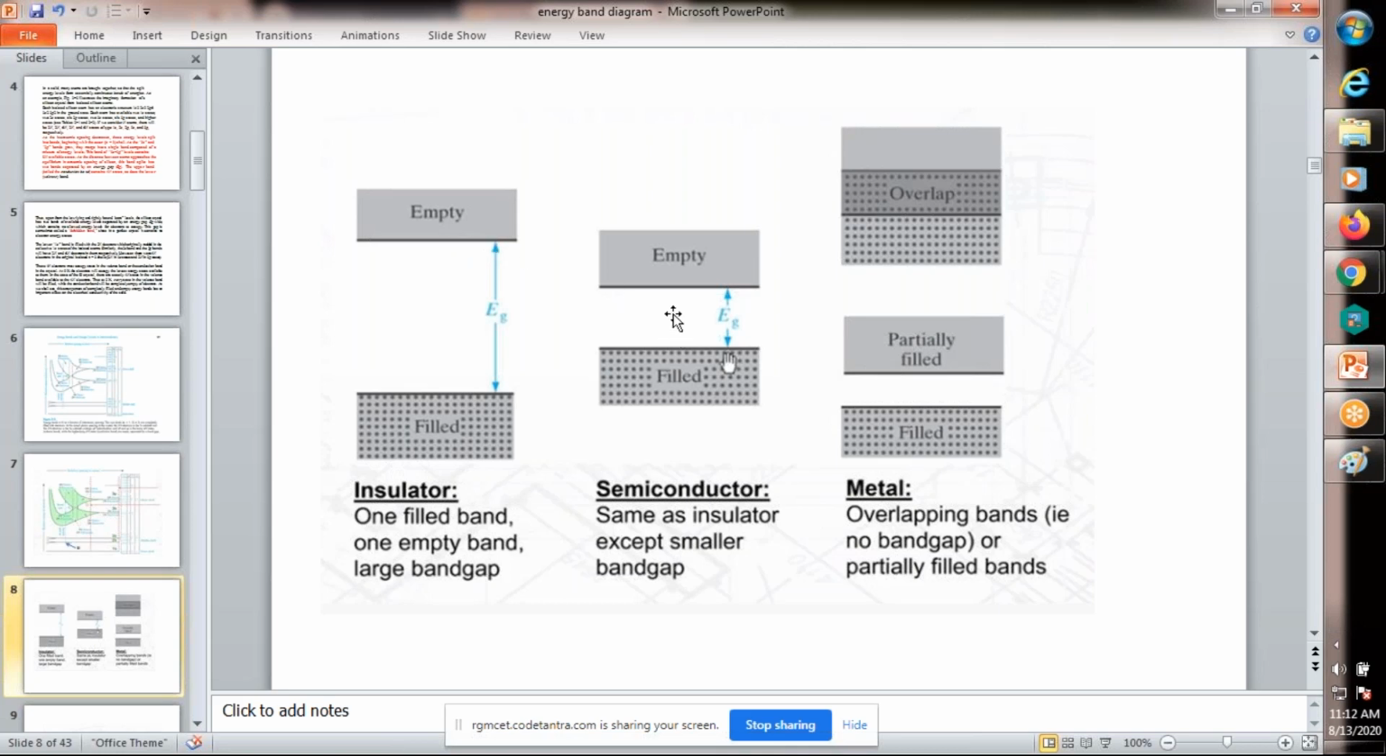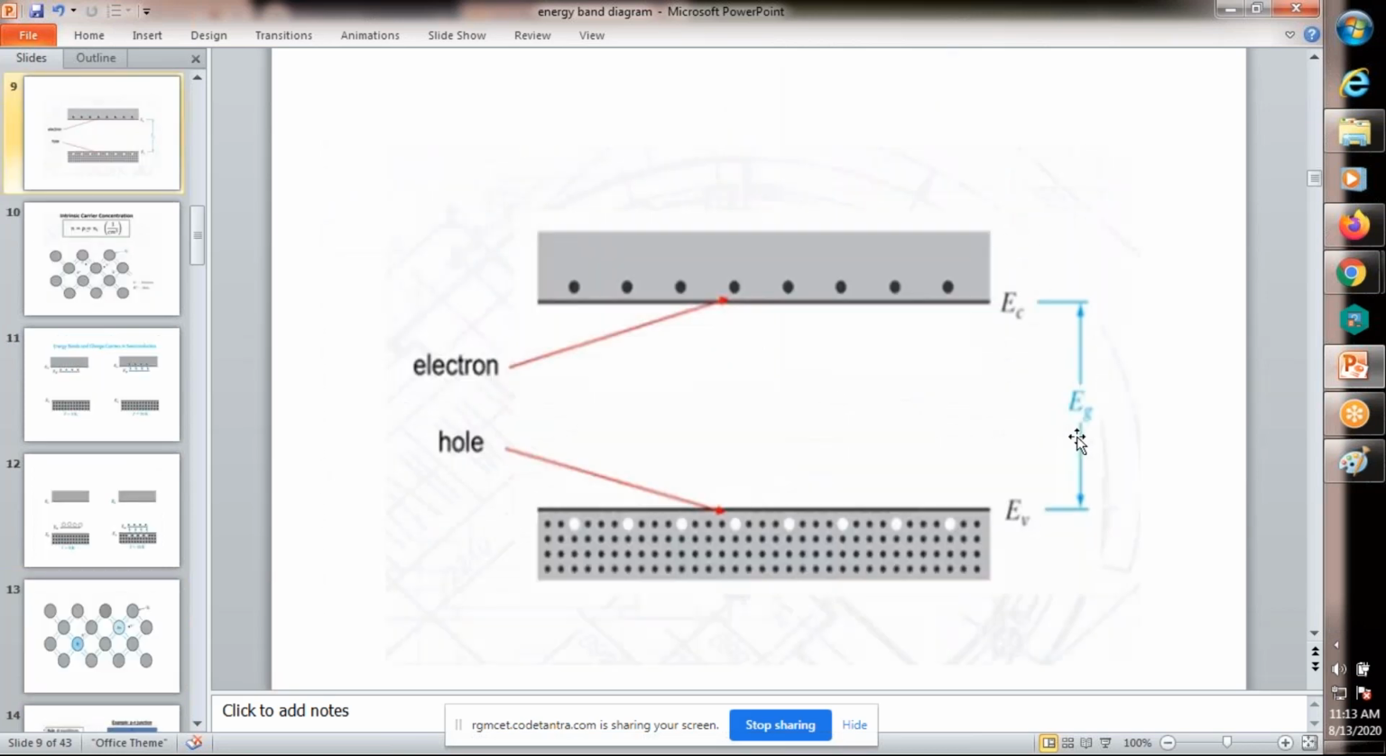Similarly, coming to semiconductors. The band diagram is also the same as for insulators, except for small changes. The band gap is small, only 1.1 electron volt. Here the valence band is completely filled and the conduction band is empty. Now coming to the metals, these two bands overlap. In some cases, the conduction band and valence band overlap. So what happens is that more electrons are available in the valence band also.